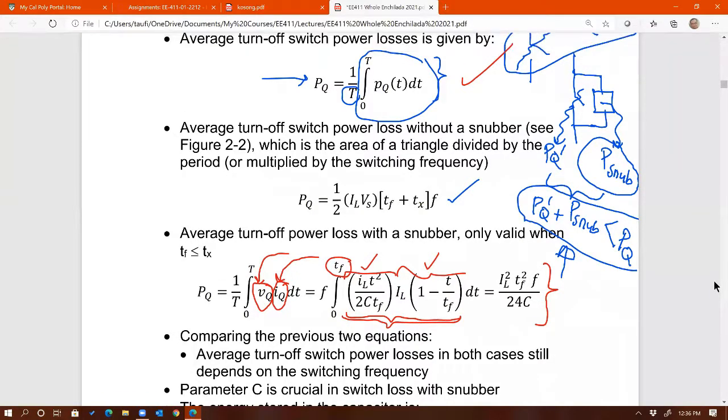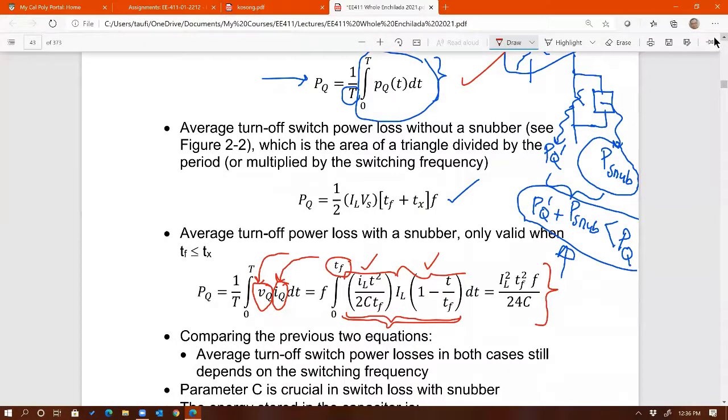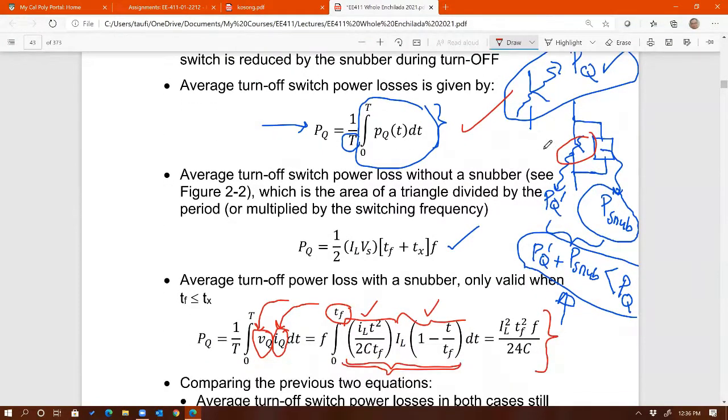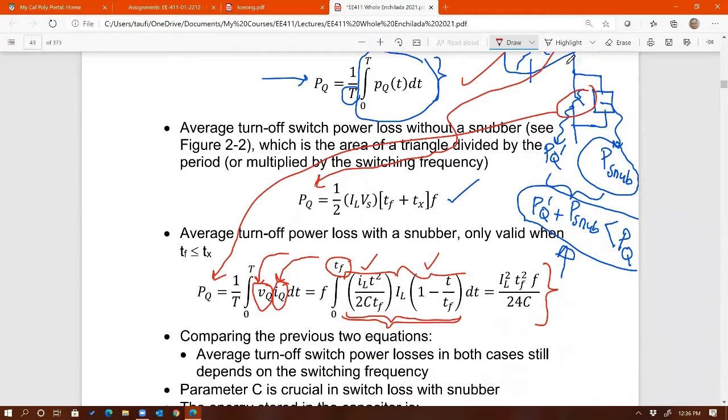Let's go ahead. Is this the power loss of the snubber, or is it PQ prime, or is that together? PQ prime, yes. Okay. So this is after the snubber. This PQ right there, which I call PQ prime, is this equation right here. Whereas the initial PQ is right here. All right. So now I'm done with PQ before, PQ after snubber.